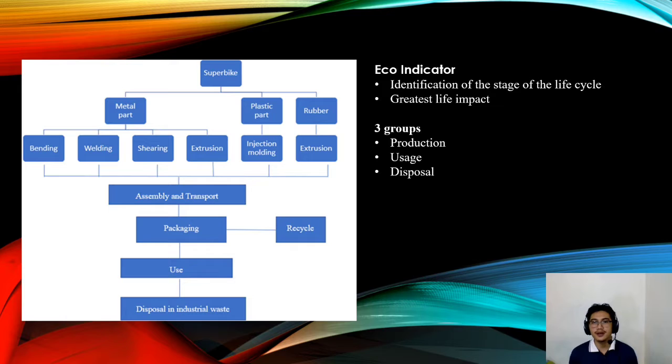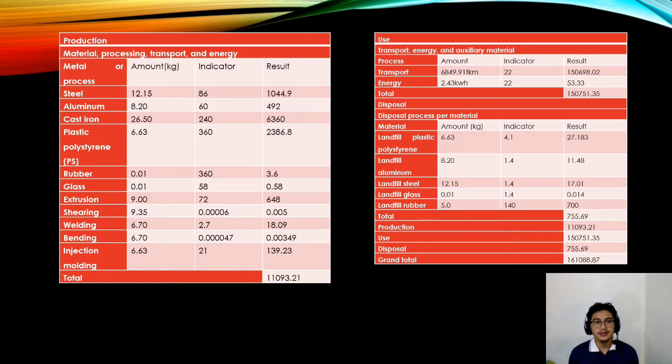The eco indicator can be defined as identifying the stage of the life cycle which has the greatest life impact. It can be categorized into three groups: production, usage, and disposal. The figure shows the manufacturing process involving the superbike. Now we are going to see the production and the use phase. From the table above, it shows that the production phase has the greater life impact. It is due to the total points acquired by the production phase being slightly lower.